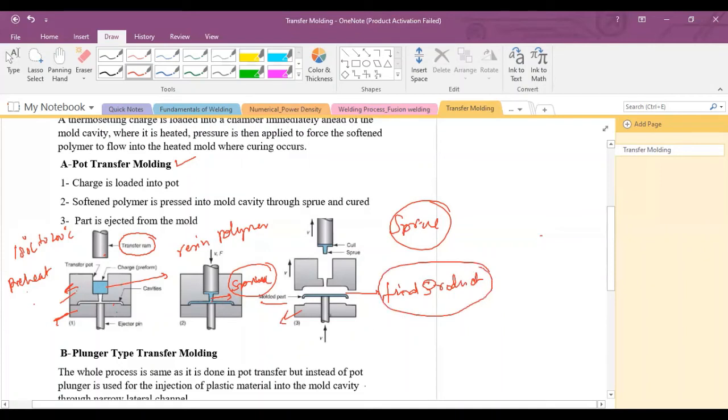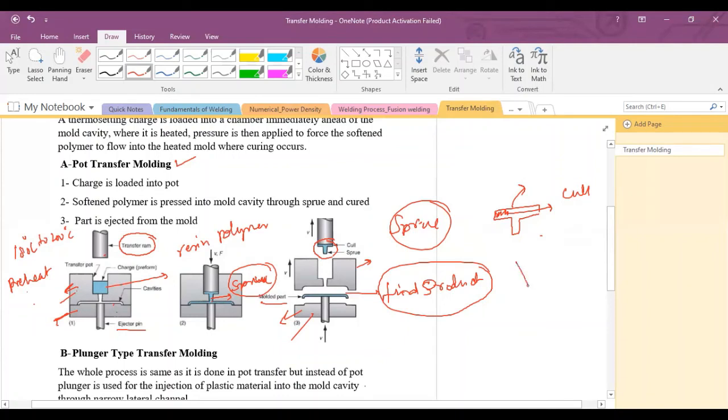The final product shape and the mold cavity shape both are the same, and this ejector pin is normally used to eject or pull out this part from the mold. The upper part of the mold is also called the transfer pot, right? But there is one more thing, this extra part which is attached to the upper transfer ram. This flat or horizontal part is called the cull, and it is the leftover in the base of the part. And this part can be removed with the help of a knife from the molded part.